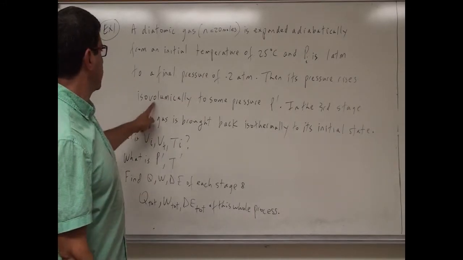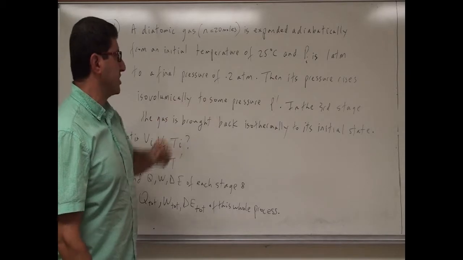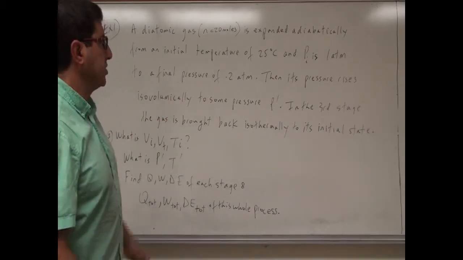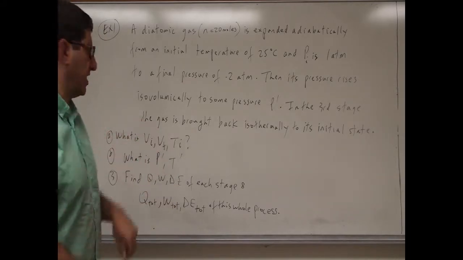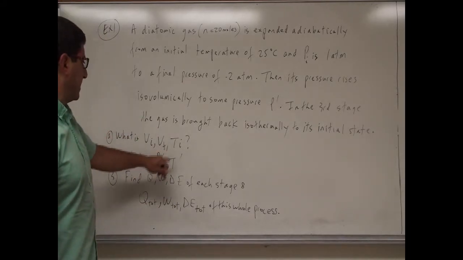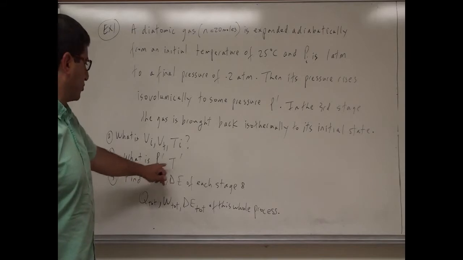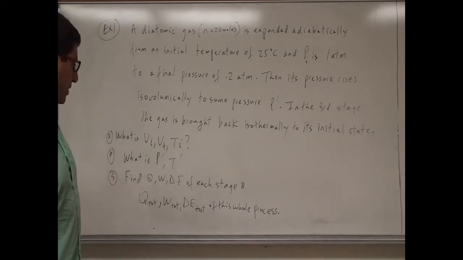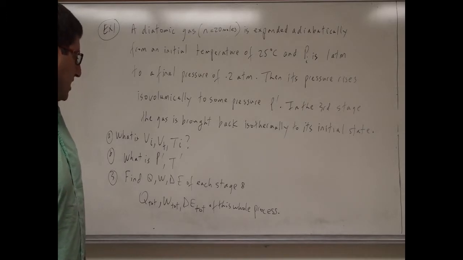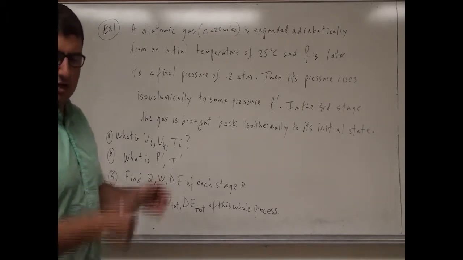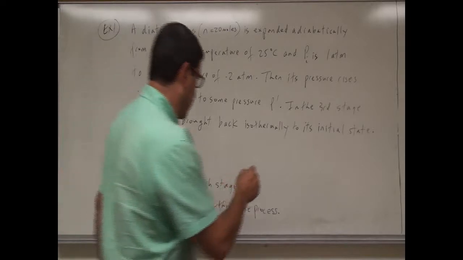Then its pressure rises isovolumically to some pressure P prime. In the third stage, the gas is brought back isothermally to its initial state. So what is V initial, V final, T initial? What is P prime, T prime? Find Q, W, delta E of each stage and the Q total, W total, delta E total of this whole process. So let's draw a picture of what this looks like.